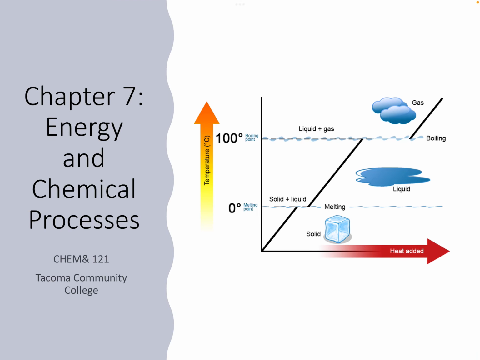Hello, in this chapter, chapter 7, we're going to go over energy and chemical processes. So on the right, I have what's called a phase diagram. And this is just showing that if we start with ice and we heat it, with temperature on the y-axis and heat added on the x-axis, if we heat the ice, it eventually melts and turns into a liquid. And if we keep on heating that liquid, that eventually turns into a gas or steam.